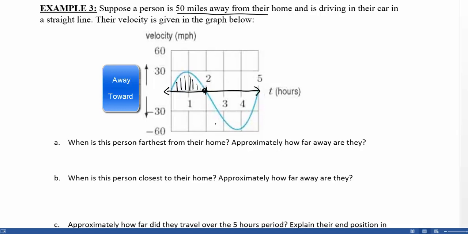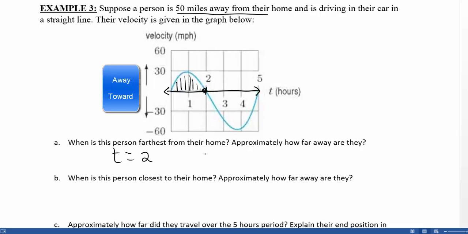So my position hits its maximum. That means that's the highest point, or the farthest away from home that I will be. So the when is time equals 2. Now, approximately how far away are they?